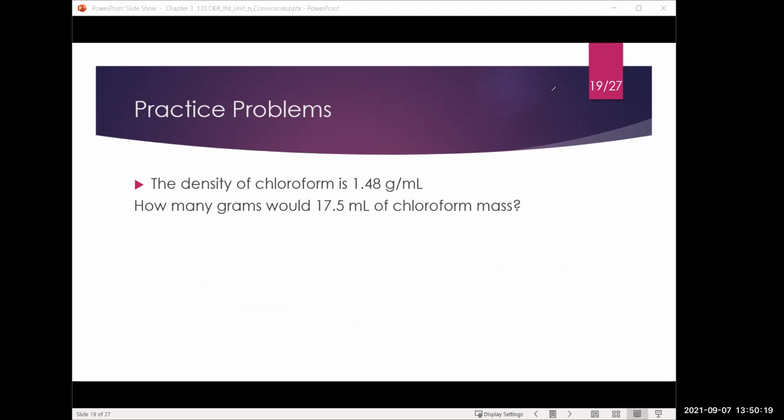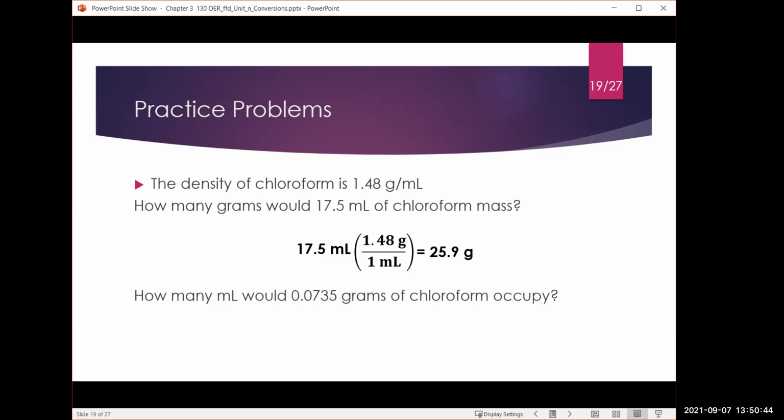Okay. So then just simply do the math, plug it in there. That's what I'm given. That's my conversion factor. Notice how milliliters cancel. Therefore, if I were to measure out 17.5 milliliters of this chloroform liquid, it should have a mass of 25.9 grams, given its density of 1.48 grams per milliliter.